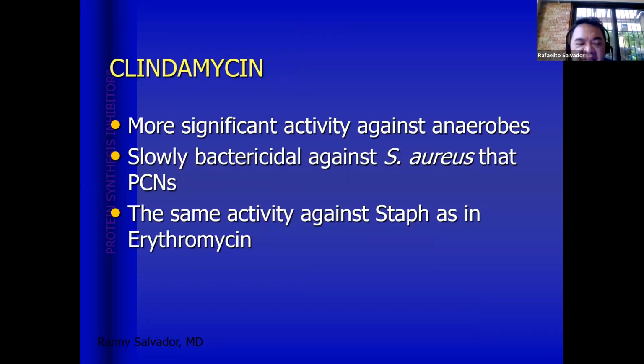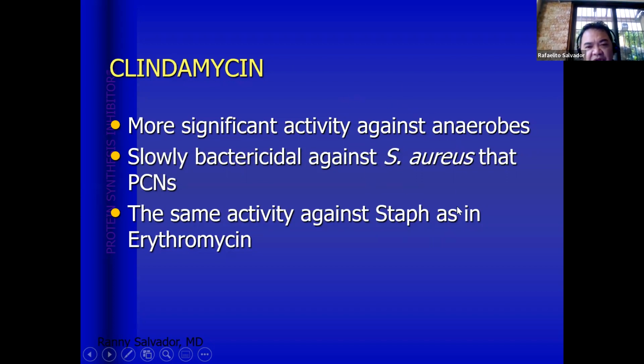Then remember clindamycin, if you go to an ENT physician, or even to a dentist, especially for infections like tonsillitis, they will choose clindamycin as opposed to the macrolides. Gram positive. Because this drug has gram positive action, slowly bactericidal against Staph aureus, with the same activity as erythromycin against staph. So it is like a macrolide, but it has significant action against anaerobic infection.